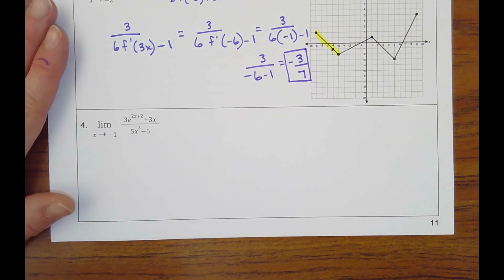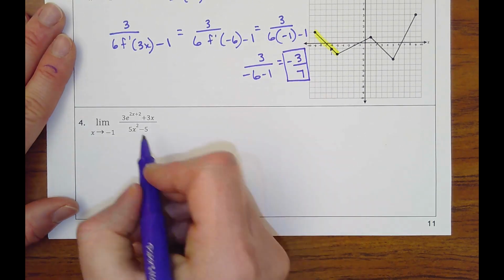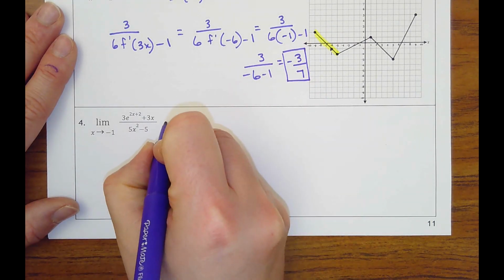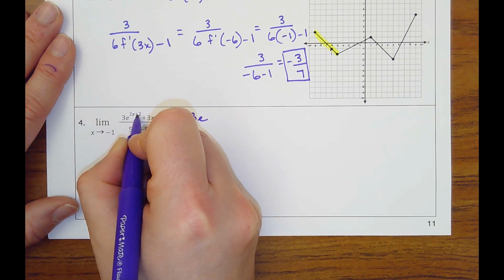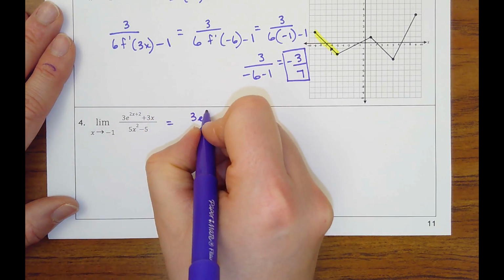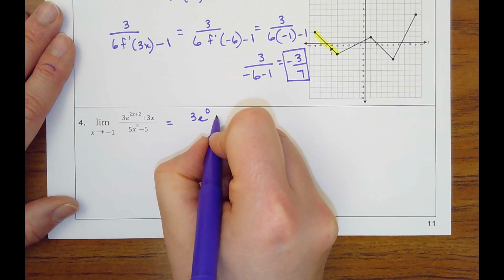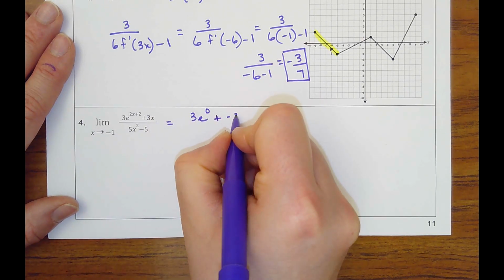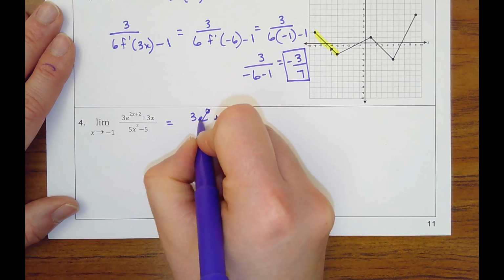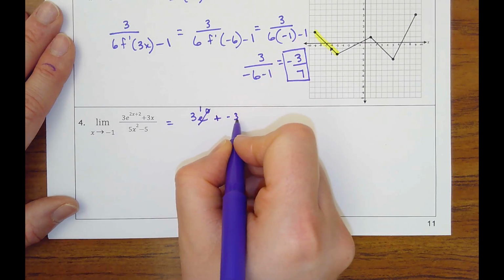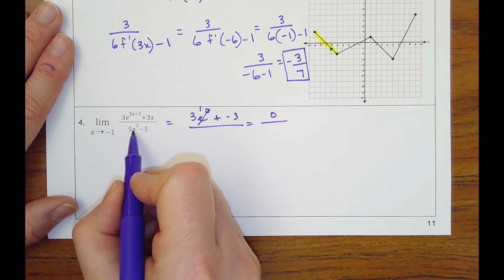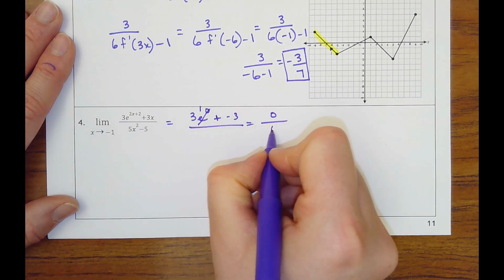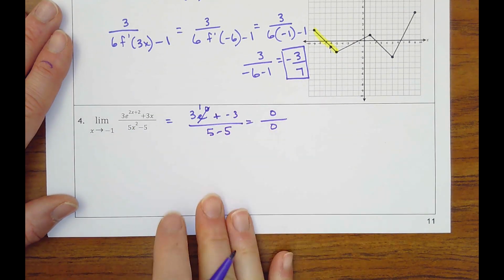Okay, and then the last thing you might get is no graph, no table, just a regular function. Plug in negative 1 real quick. So you get 2 times negative 1 is negative 2 plus 2, so that's e to the 0 power. 3 times negative 1 is negative 3. E to the 0 power is 1. 3 times 1 is 3, minus 3. We get a 0 on top. On the bottom, negative 1 squared is 1 times 5. 5 minus 5 is 0. L'Hôpital's rule can be used.